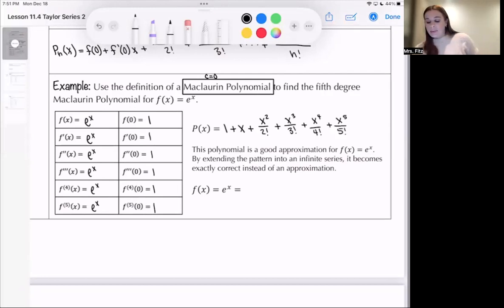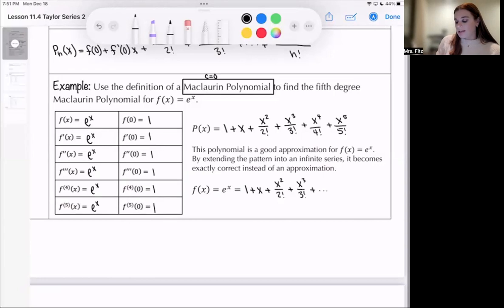Okay, this polynomial is a good approximation for f of x equals e to the x. By extending the pattern into an infinite series, it actually becomes exactly correct instead of an approximation. And so it would be 1 plus x plus x squared over 2 factorial plus x cubed over 3 factorial, right? Plus, we'll go ahead and do our general term, x to the nth over n factorial plus dot, dot, dot.